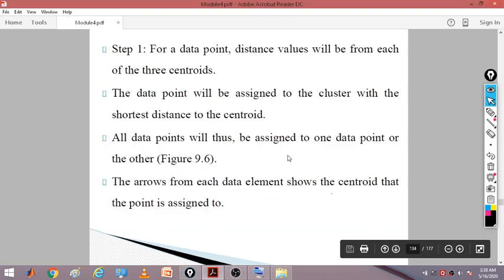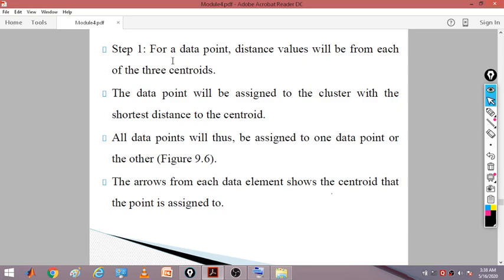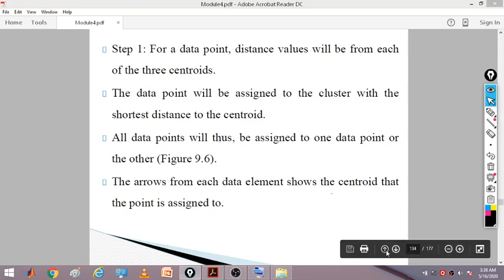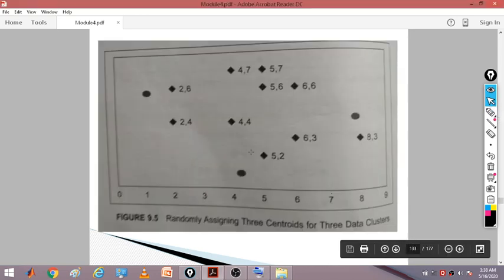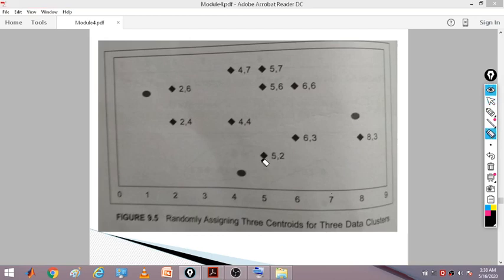Now step 1: for a data point, the distance value is calculated from each of the 3 centroids. The data point will be assigned to the cluster with the shortest distance. So initially, for each data point, you calculate a distance. It may be the least square distance, or the Euclidean distance, or the Manhattan distance.